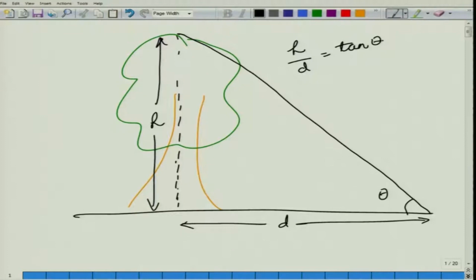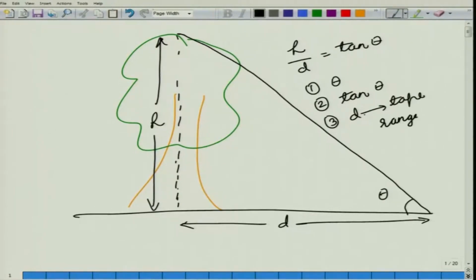So in that case we will have to measure one, the theta value, two, we will have to figure out the tan theta, and three, we will need to measure d. Now d can be measured by using a tape, by using a range finder, or just by counting the steps as we have seen in the previous lecture. So now that we know d, how do we figure out theta is the next question.